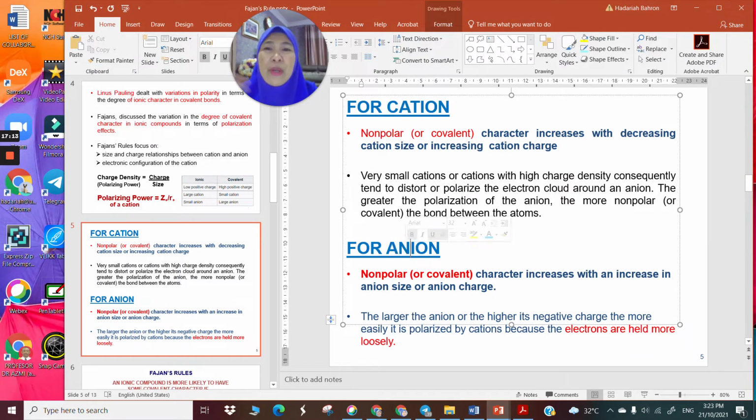But when you look at it from the point of view of anions, the non-polar or the covalent character increases with an increase of the anion size. The bigger the anion, the more easily it becomes distorted. Can you imagine if you have a big electron cloud, it is easier to pull it apart, to make it differently shaped. And then the anionic charge. The larger the anion, or the higher its negative charge, the more easily it is polarized by the cations, because the electrons of the anions are held more loosely. For anions that are big or have a big negative charge, the electrons cannot be held strongly by the nucleus, so it's easily polarizable.